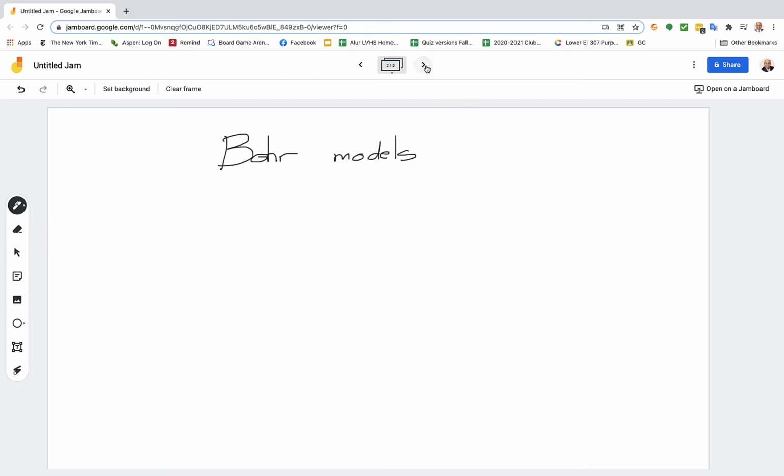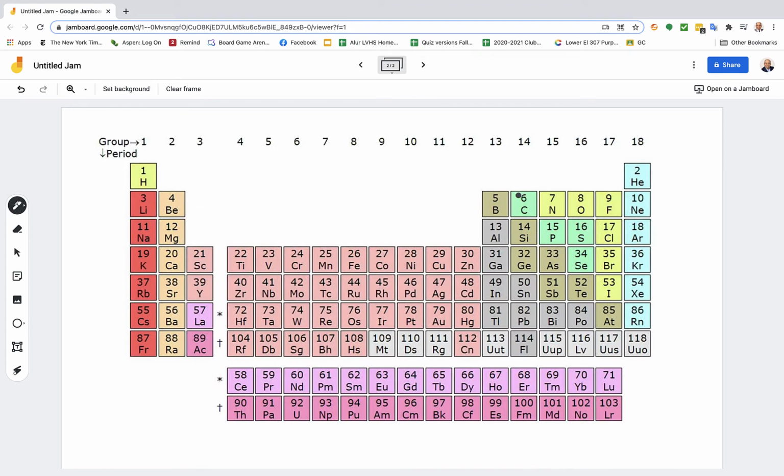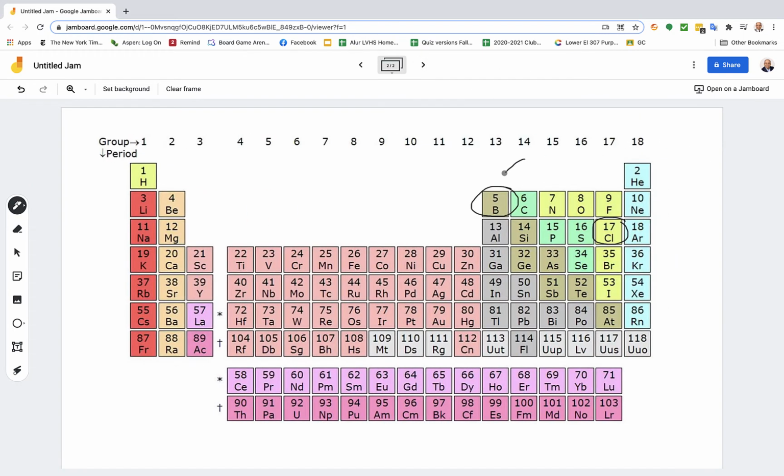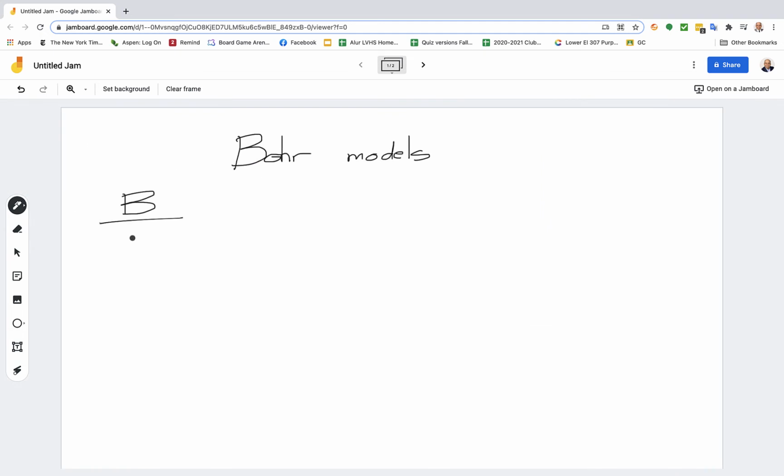So you need a periodic table. I have the periodic table here on the next page. And we're going to draw two atoms: boron and chlorine. Boron has, look how many protons it has, you can see it has the atomic number 5. Well, in a neutral atom, it has 5 electrons as well. Chlorine has 17 protons, so it also has 17 electrons. So we have boron, which has 5 electrons, and chlorine, which has 17 electrons.